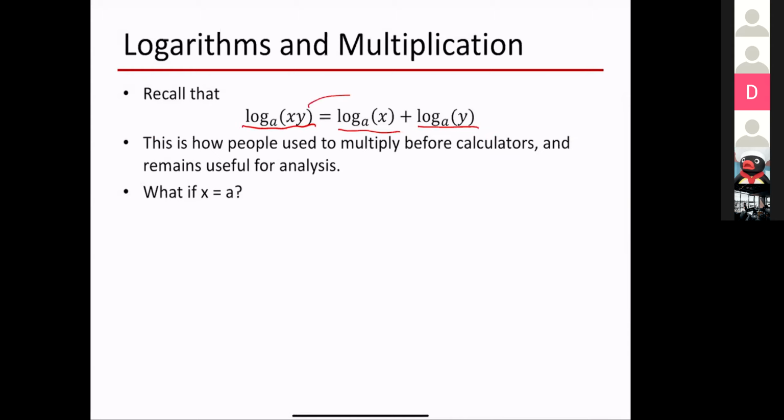Now we understand this, right? Can I assume everybody understands this? So what if x is a? What's the result? Just 1. Yeah, 1 plus log y, right? 1 plus log y. So now you have the ability to divide x, and it ends up with the 1.